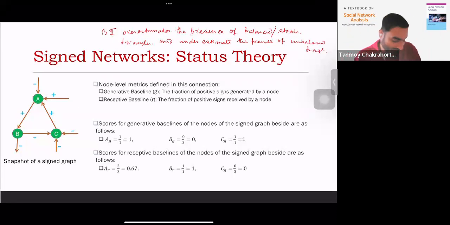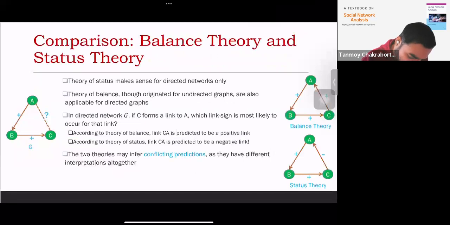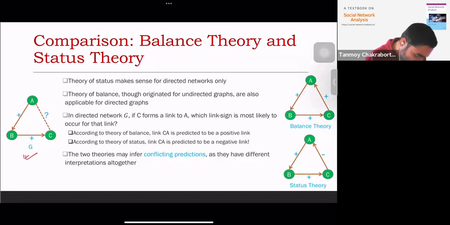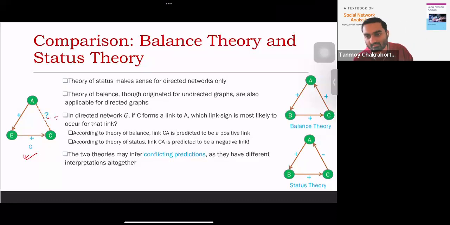Okay, so I'll come to this slide, but before that, let's look at this example. So the question is, we already know that A to B edge is positive and B to C edge is positive. So the task is to determine the sign of this edge. Now, if you use balance theory, it will say that this is also positive, because this is positive, this is positive, this will also be positive. The first case that I mentioned, right?